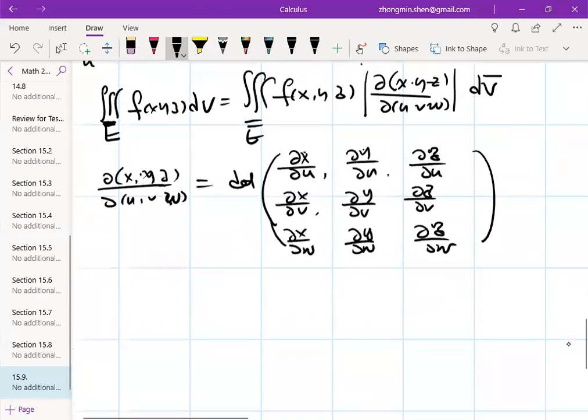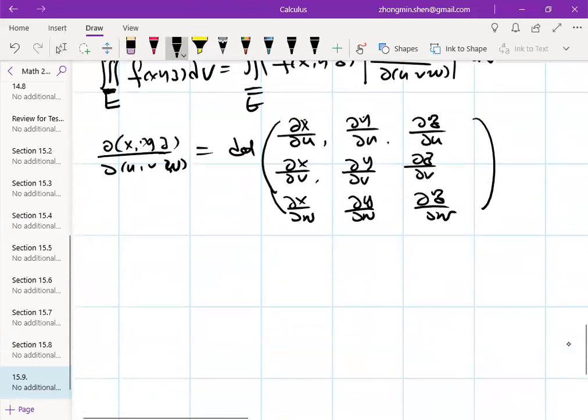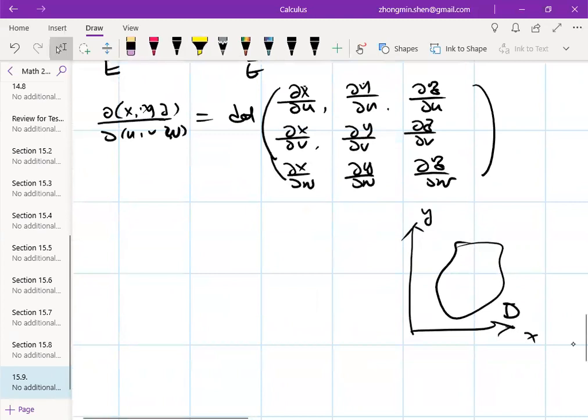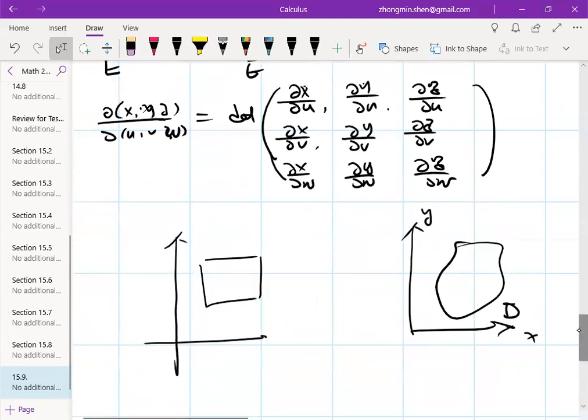Now, in the two-dimension case, this is a little bit easier to understand. So you have some bad region here. Let's call it D. And this is just only X and Y. The difference here is simple. Let's go backward. Then here I have a nicer region D bar, with U and V.